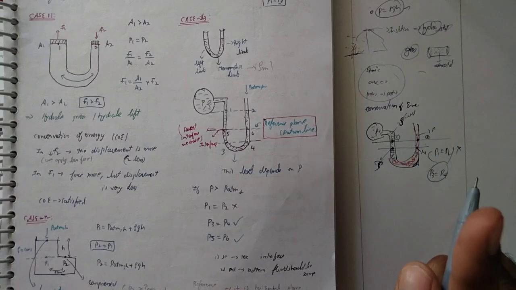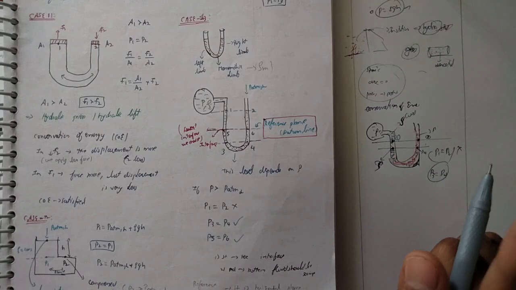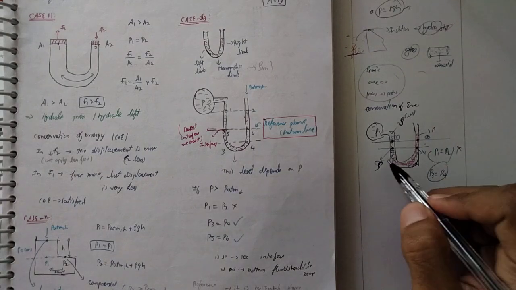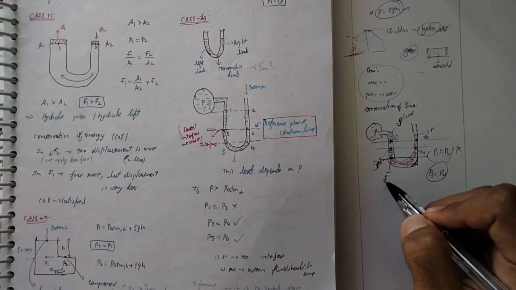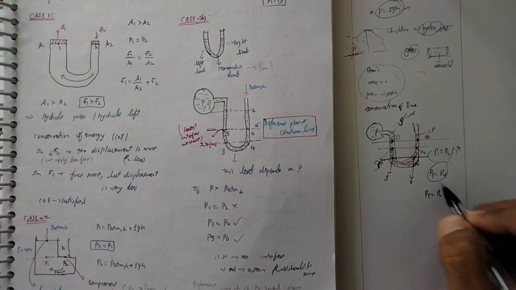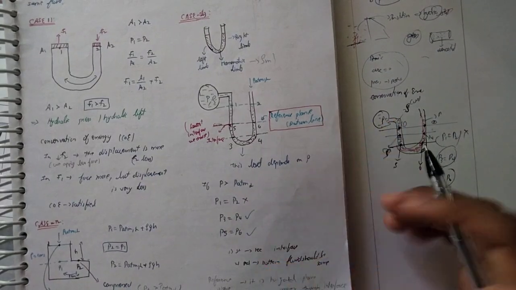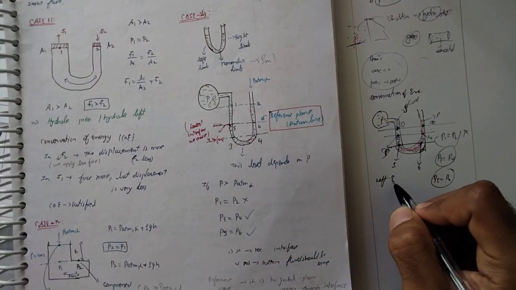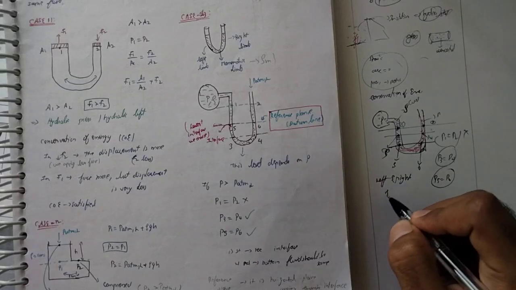So that's why the selection of each and every section is very important. Suppose you place points 5 and 6 here, they are also equal, P5 equals P6. So the simple thing is, on the left side and the right side, the density should be the same.